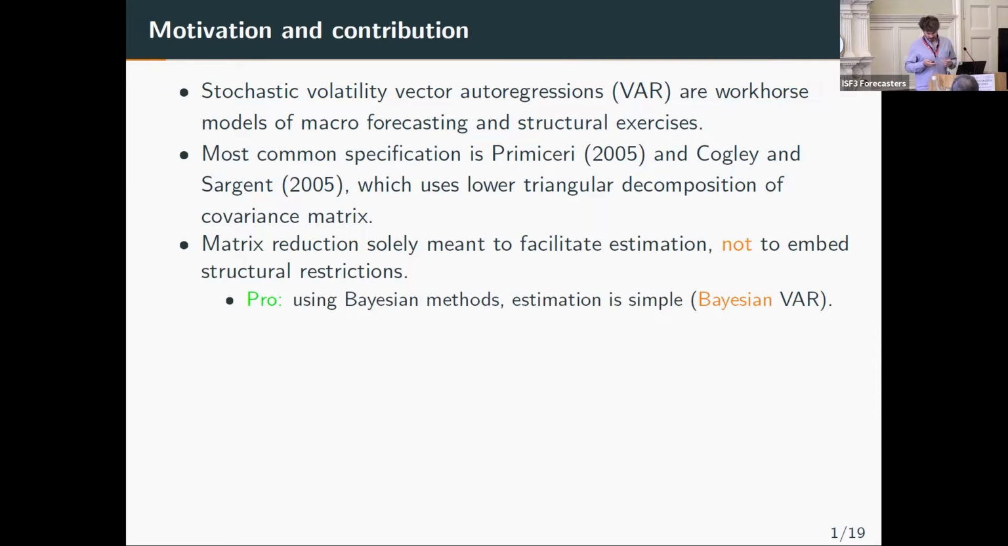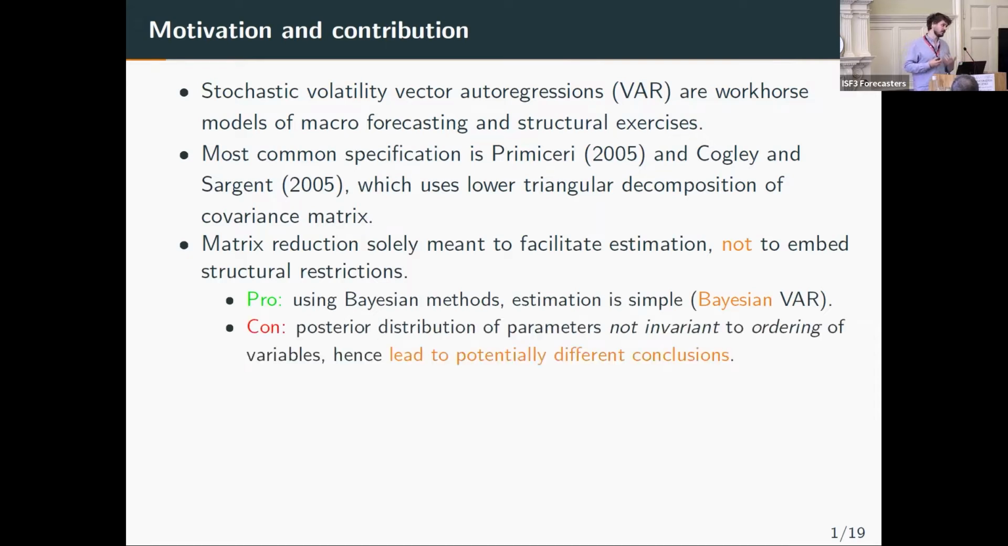Now, the drawback of this is that you end up with posterior distributions that are not invariant to the ordering of the variables. Different orderings of the variables lead to potentially different conclusions. Important here, when I talk about orderings of the variables, that applies to reduced form parameters. There's nothing structural yet. This is really reduced form parameters. And this is really a property that you don't want, because you don't want to have different forecasts if you just change the order of the variables in your model.